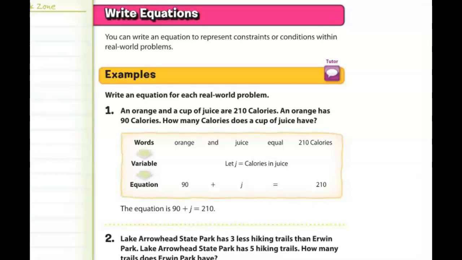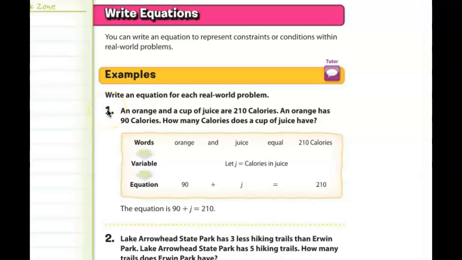Okay, for our second notes video today, we're going to be working on Chapter 8, Lesson 2, so please turn to page 598. We're going to write equations and represent solutions with pictures, words, and an equation. Okay, so let's look at our first scenario.